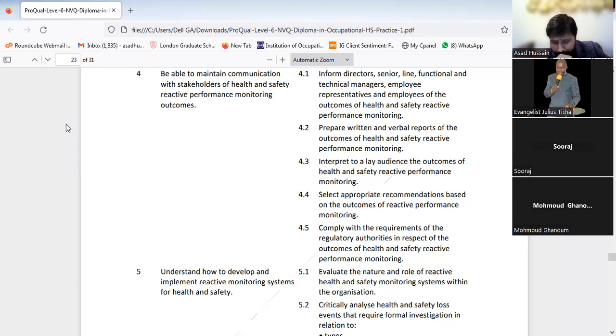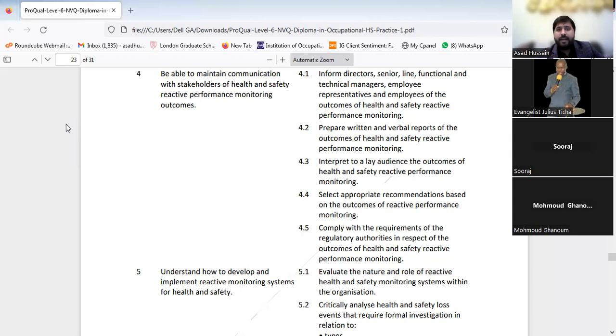So 4.2 asks you to prepare written and verbal reports of the outcomes of health and safety reactive performance monitoring. Simply, you have to create a report and explain it through written communication and verbal communication. You can use the same evidence that we have in 4.1.